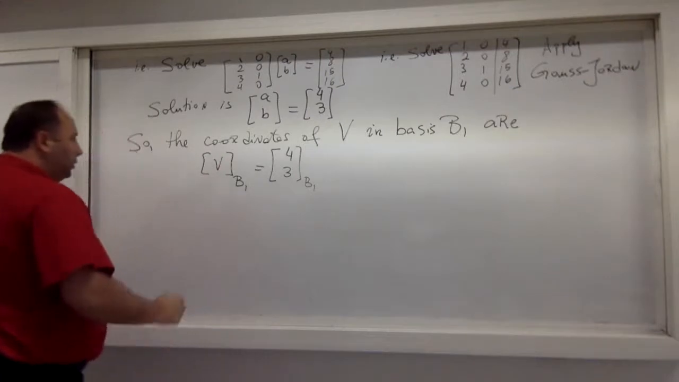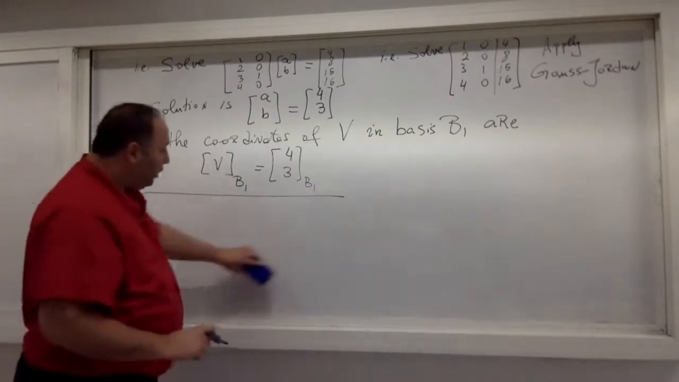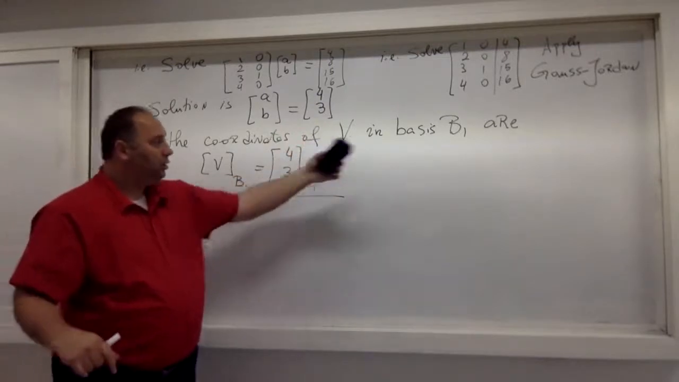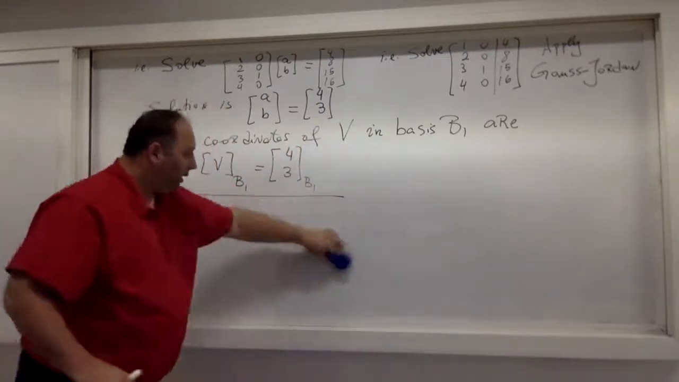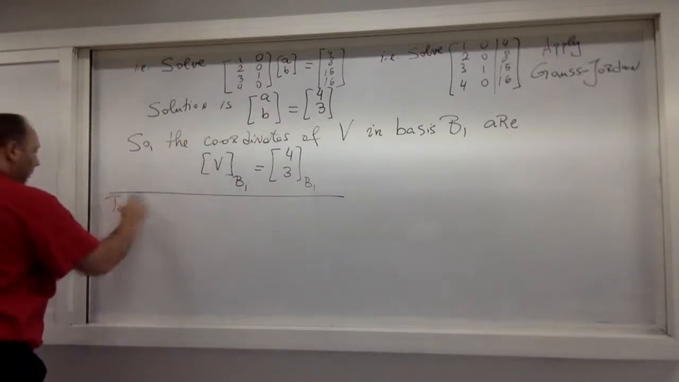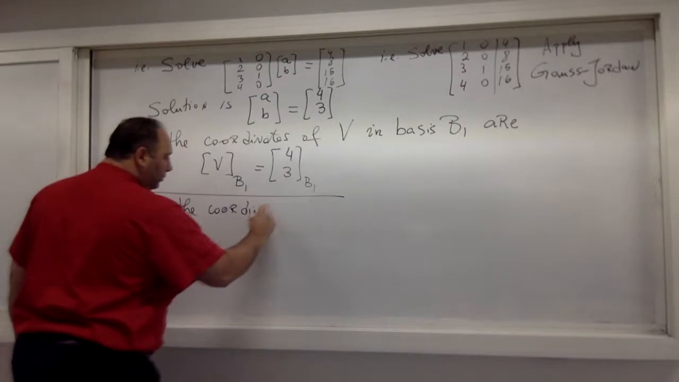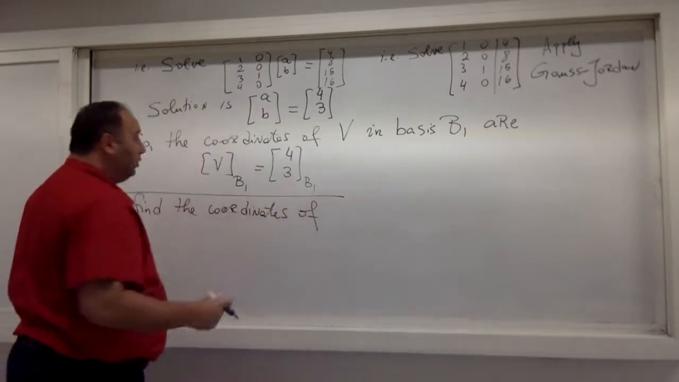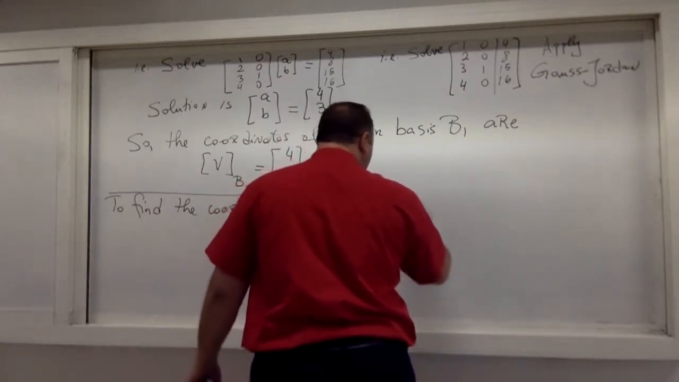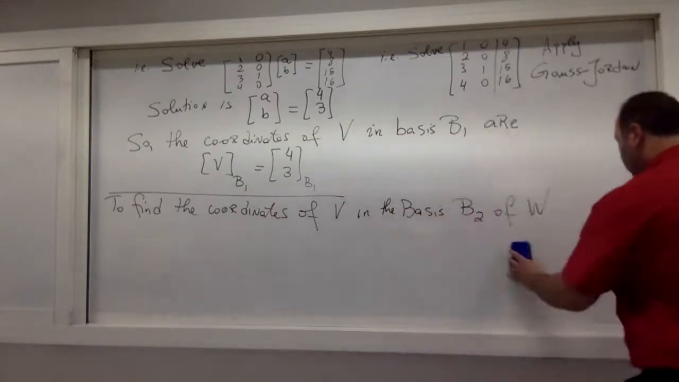Good? So this is the same vector v we had at the beginning. What I'm going to do now is find the coordinates of the same vector v, so the same puppy, but in another language, another basis, b2. So that will be exactly the same process, but I'm going to use vectors from basis b2. So to find the coordinates, and again, these coordinates will be unique, of v in the basis b2 of W, so it's a basis for the linear space.